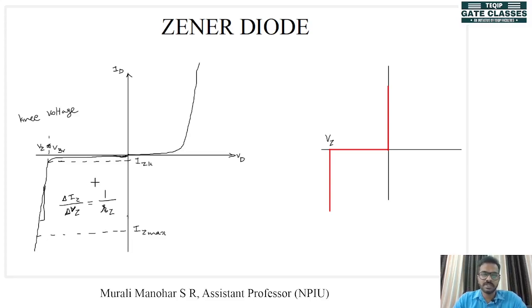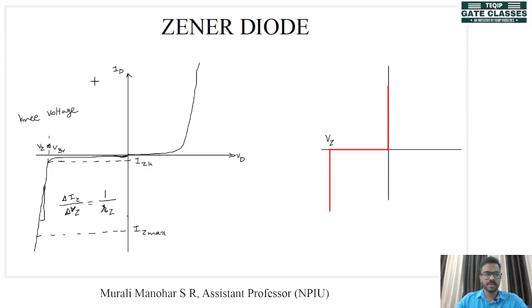Where can we use this Zener diode? The main application of Zener diode is as a voltage regulator, because when you look at the ideal case or even the practical case, the voltage doesn't change much and the current increases to a larger value. That means Zener diode can support a high current without changing the voltage across it very much. That means it can be used as a voltage regulator, and you know that a voltage regulator has constant output voltage.